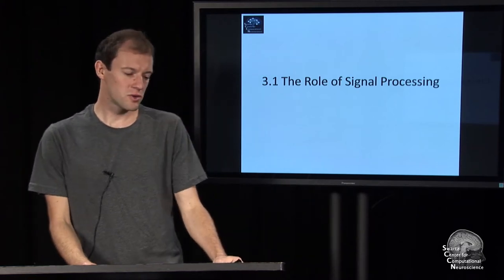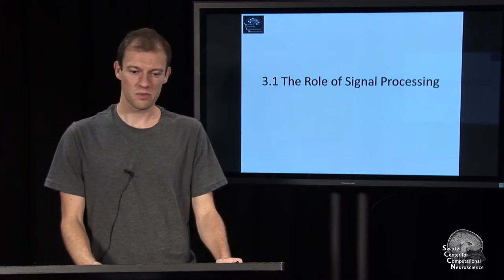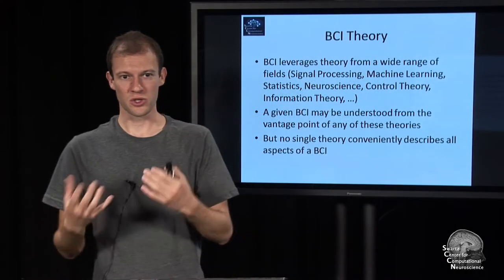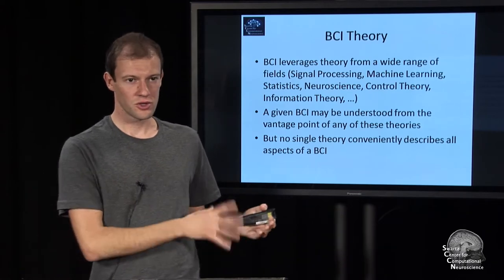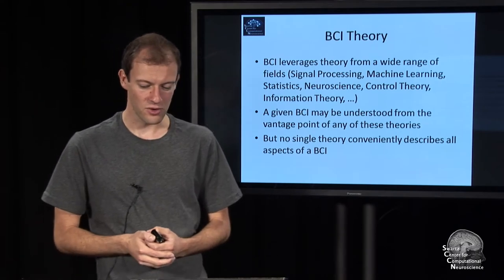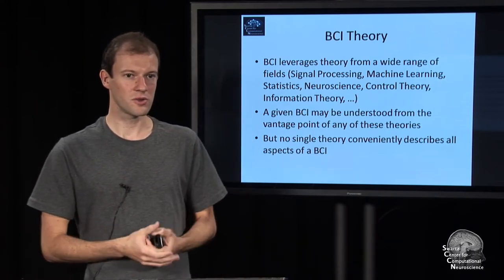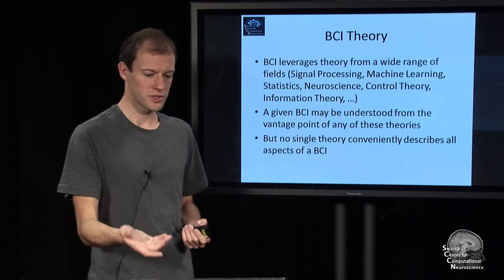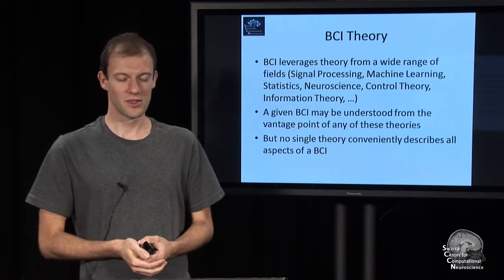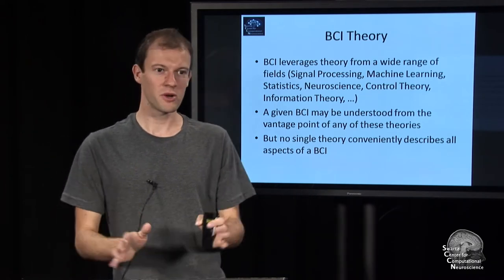So the first module is about the role that signal processing plays in brain-computer interfaces. As I said in the last lecture, brain-computer interfaces touch on a lot of theory. There's signal processing, there's a role for machine learning, there's statistics and so on. You can understand a brain-computer interface from the angle of any of these theories if you want to. You can say, well, that's a control system, the whole BCI. Or you can say, that's a statistical mapping. Or you can say, that's a signal processing system, period.